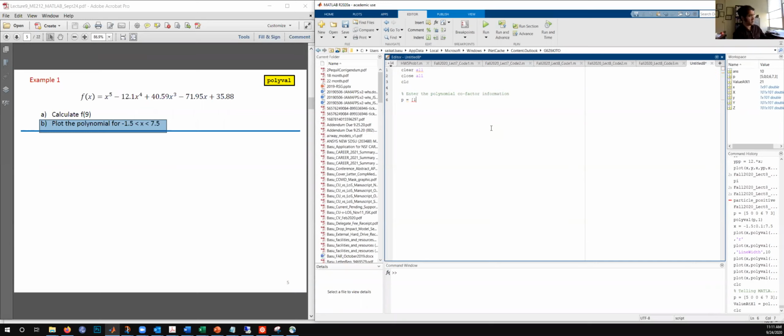Anyone? 1. So the next element is negative 12.1, then 40.59. Okay, after 45.59, what would be the next one? 0. And can you explain why? Because there's no x squared value. So you need to make sure that you account for all the missing terms as well. And for a missing term, we just plug in 0, and then negative 71.95, and then 35.88.